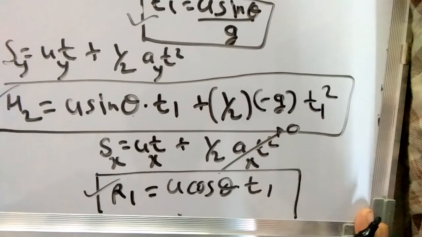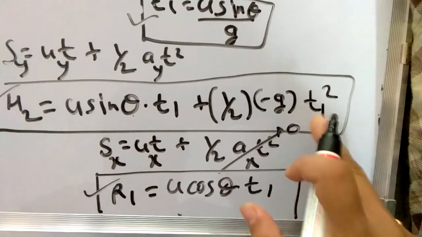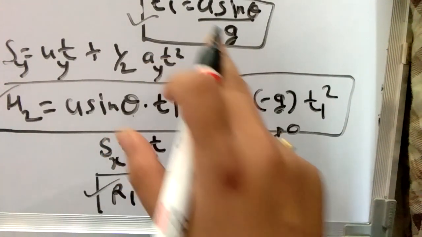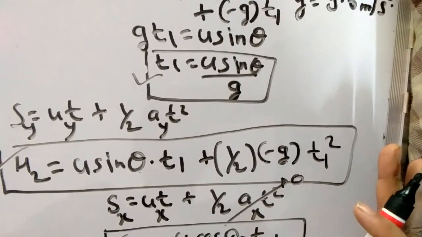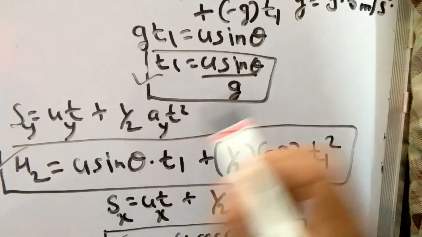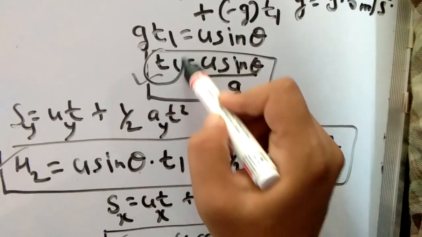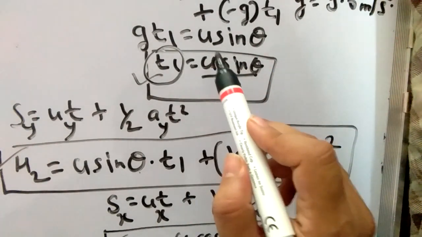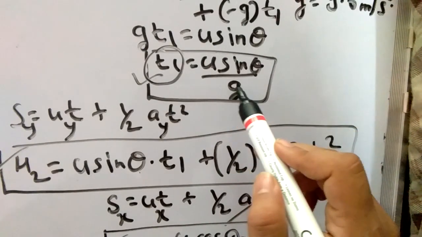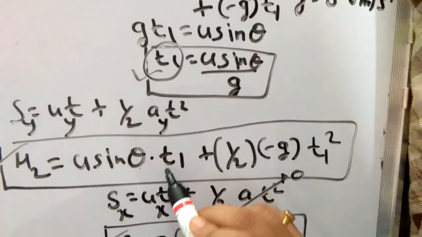But in all these cases we first want to calculate t1. So can we calculate t1? Because t1 is here, t1 is here, and t1 is also here. The answer is yes. Why? Because from this formula there is u, theta and g. So from this formula we have got t1. We can put the value of u, the value of theta, and g is 9.8, so we can get t1, and that is our t1 which we substitute here.